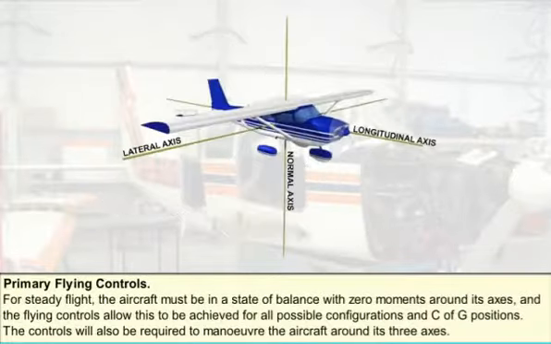For steady flight, the aircraft must be in a state of balance, 0 moments around the axes, and the flying controls enable this to be achieved for all possible configurations and centre of gravity positions. Secondly, the controls will be required to manoeuvre the aircraft around its 3 axes. The principle of operation of all of the flying controls is explained in the subject Principles of Flight. Here in this lesson we only consider them as part of the aircraft structure.